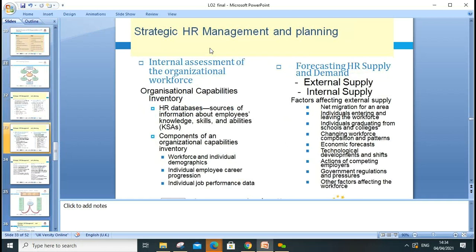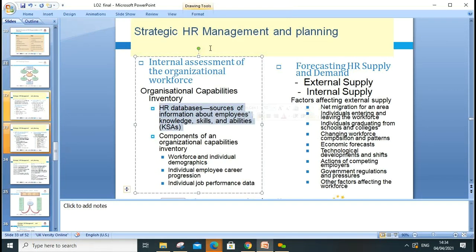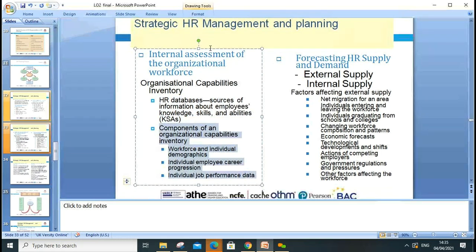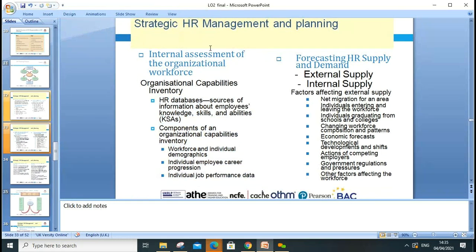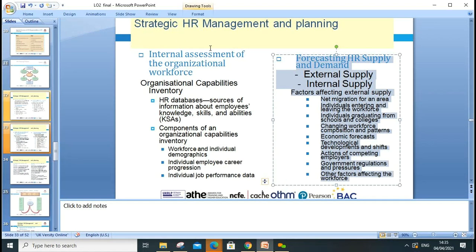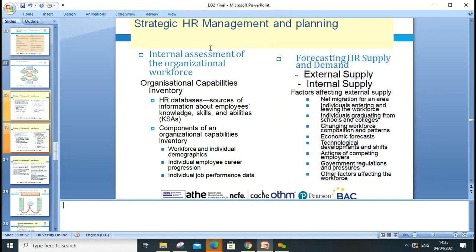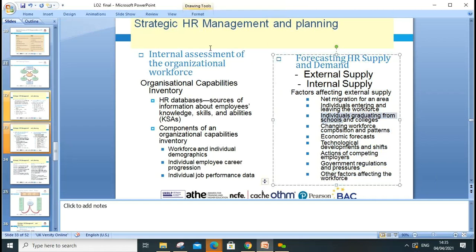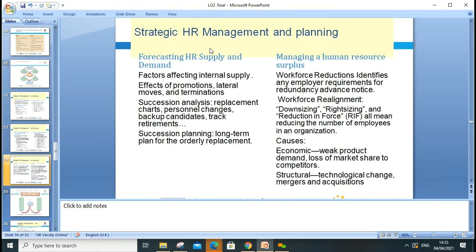Okay, internal assessment of organization capabilities, with inventories of employees. What key knowledge, skills, and abilities do they have? Nowadays we also manage behaviors. The components of organization capabilities include the workforce and individual demographics. We need to look at how many employees we have, and whether we have diversity and migration in the areas. Maybe we can look at graduates, and how many people link with universities. And then we forecast HR supply and demand, which we need for HR planning purposes.